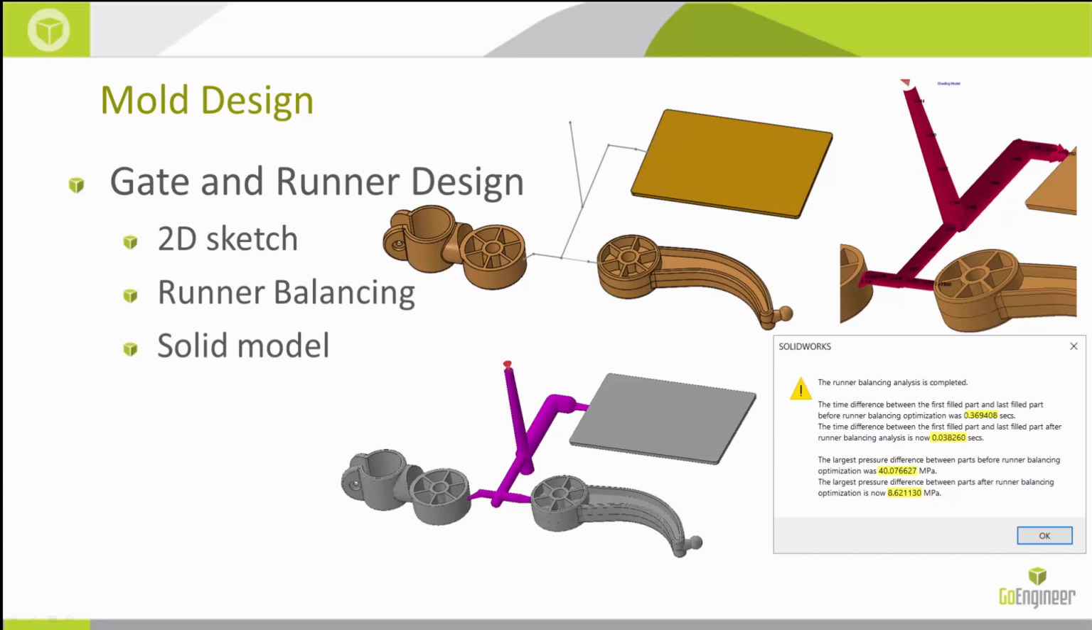I've seen unbalanced runner systems where one of the parts is flashing and the other part has sink marks just because it was not balanced. If you look down on the bottom right, the little window that says SolidWorks, the runner balancing analysis is completed. This is the report. It pops up on your screen when the runner is not balanced.